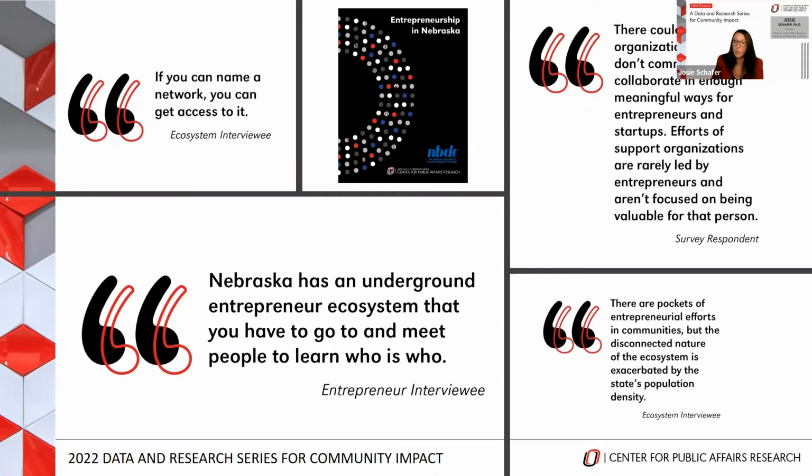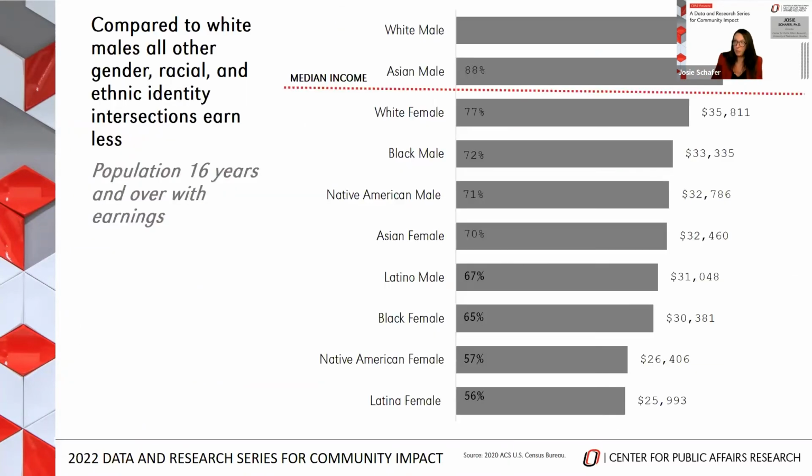But when they hear from themselves, actually, we talk to people like you, and this is what they said. They start to get it a little bit more, or they kind of have to accept it. Here's another one. I like to show this slide all the time, and people like to fight with this slide all the time. Compared to white males, all other gender, racial, and ethnic identity intersections earn less.